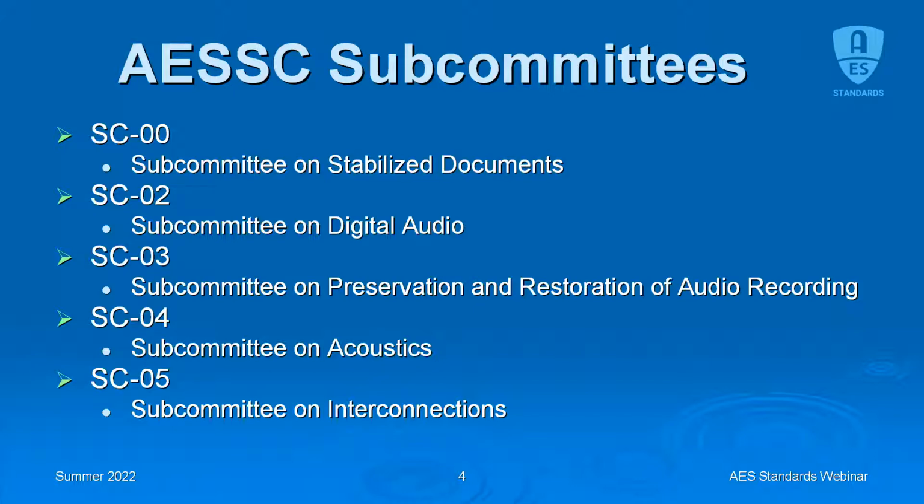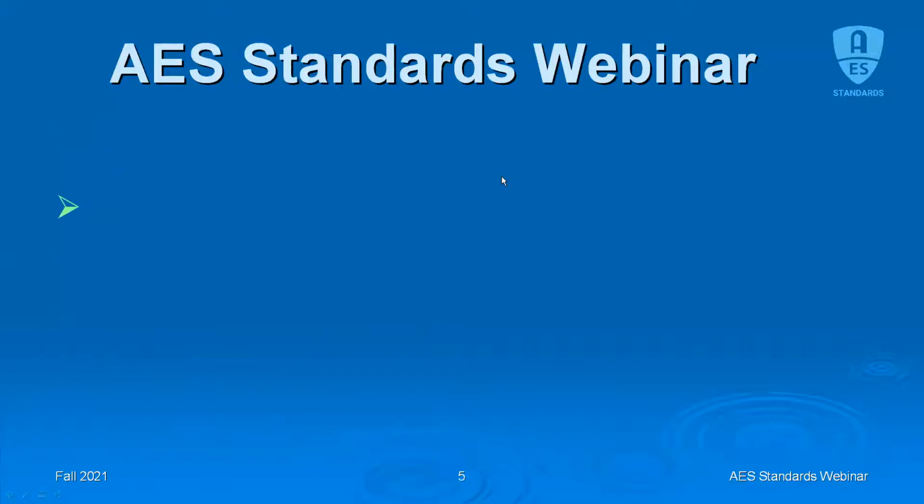The activities of the AES standards committees are divided into several broad groups, one on digital audio, one on preservation and restoration of audio recordings, one on acoustics, and one on interconnections. And the committees and working groups involved meet periodically to develop new materials, new standards, new information documents.